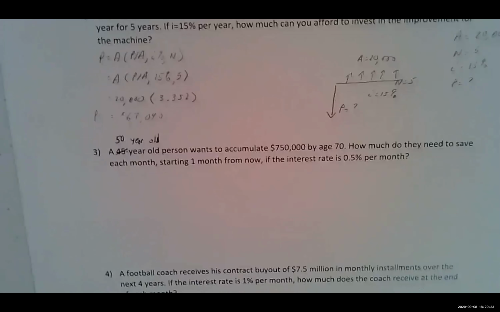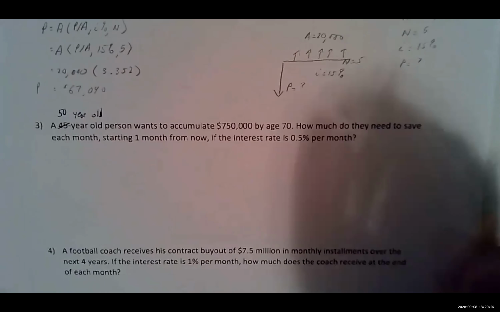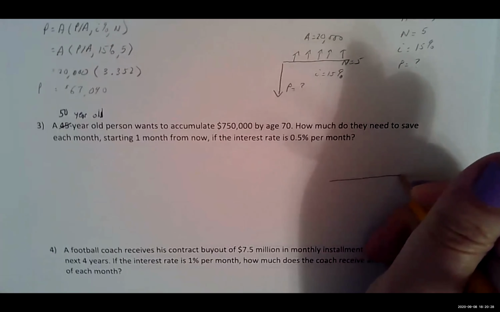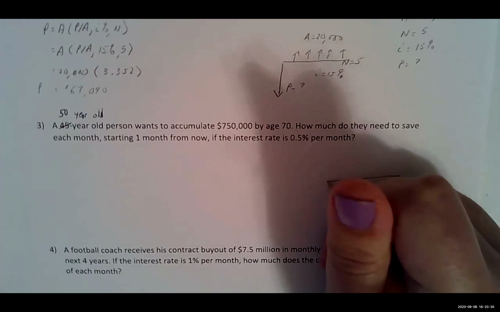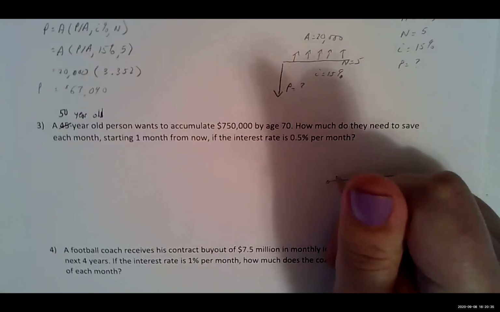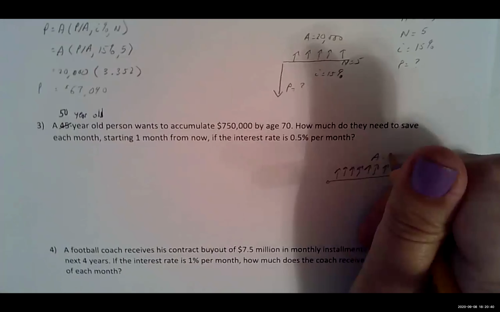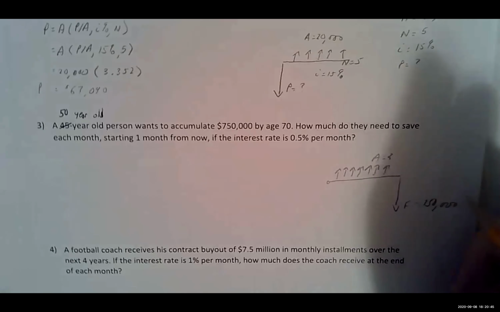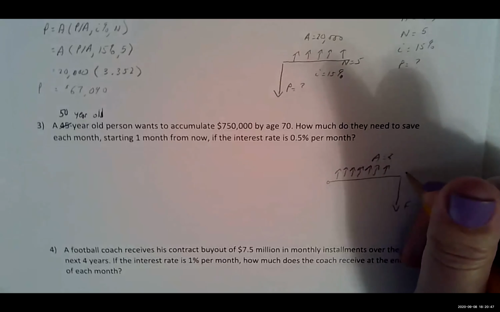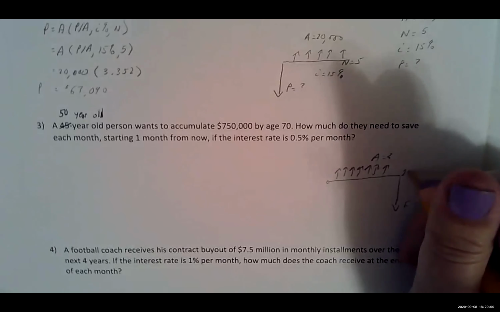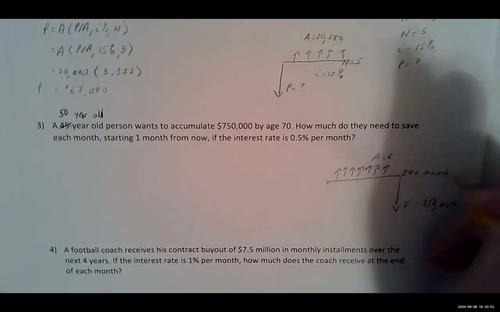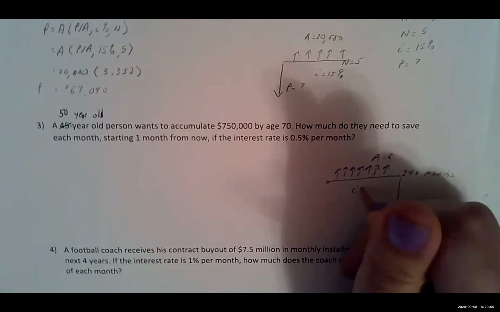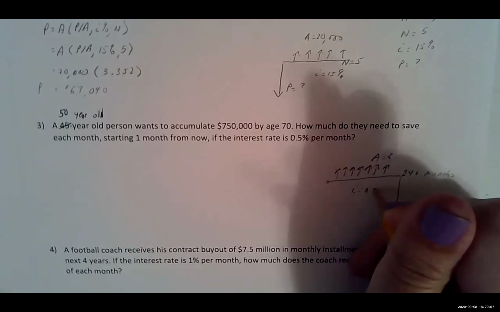Well, what I can say is that I am going to be looking for an unknown value of A that's going to give me a future amount of $750,000 over a period of 240 months. Talk about this in a second. An interest rate of 0.5%.